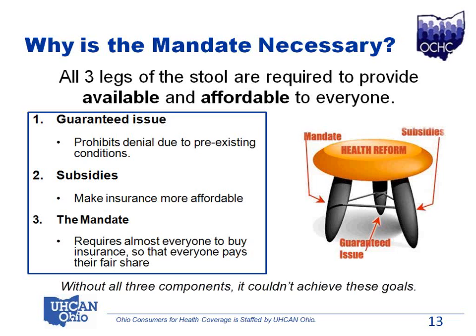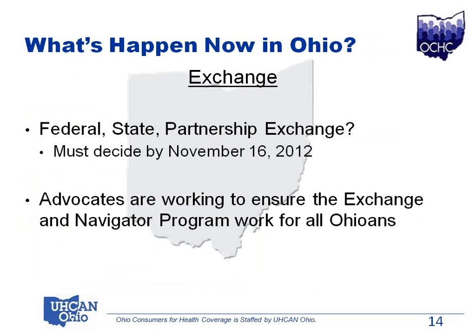The guaranteed issue requirement that insurance companies have to cover people regardless of a pre-existing condition, you can't have that unless you have a lot of folks getting into the insurance pool and not waiting until they get sick to do it. And you can't have everyone getting into the insurance pool unless you have a subsidy to make it affordable. And that's why this three-legged stool has been drawn up as a good metaphor for what's needed to make sure that the Affordable Care Act can work.